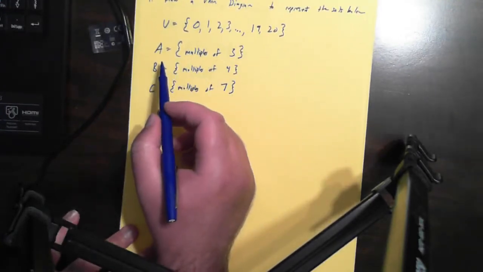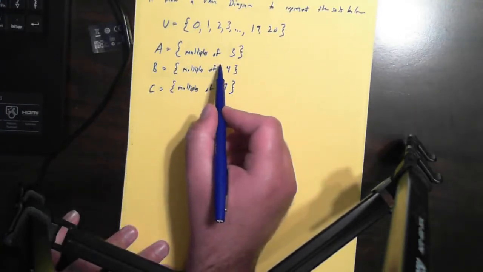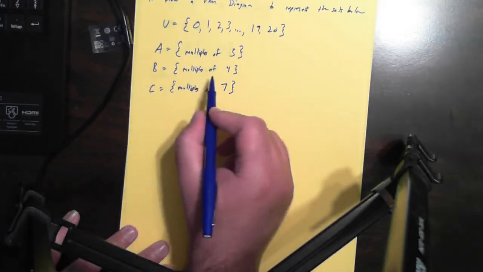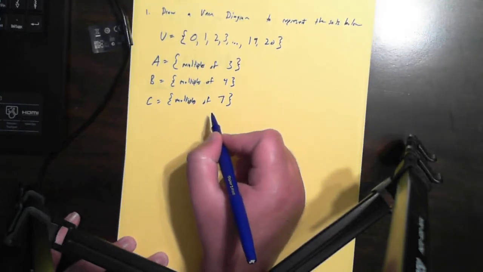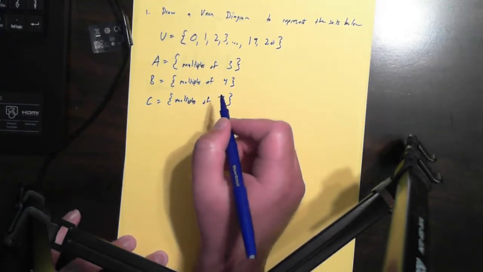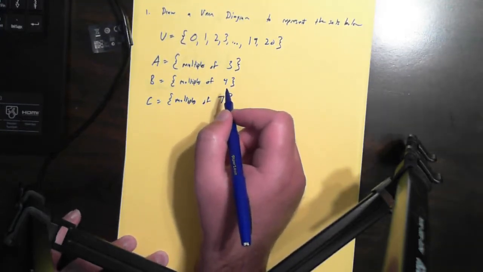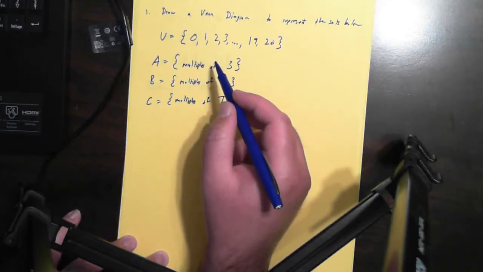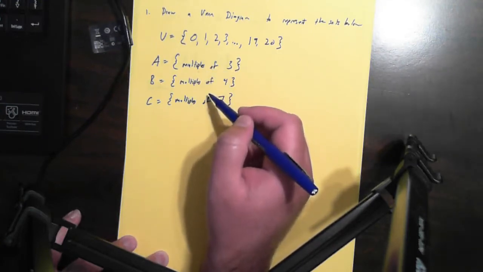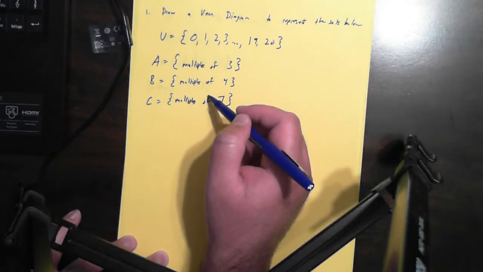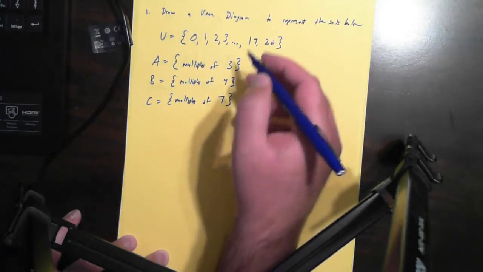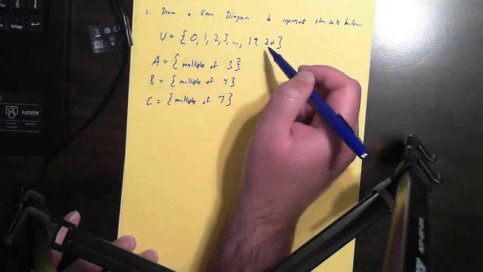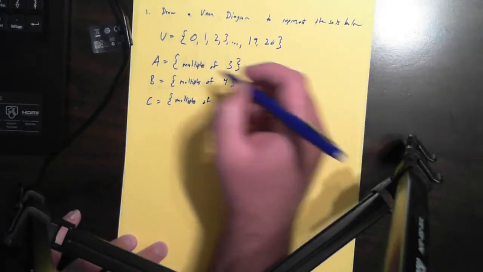Set A will consist of the multiples of 3, set B will consist of the multiples of 4, and set C will consist of the multiples of 7. Usually what I do when I am asked to draw a Venn diagram and I'm given the sets listed like this is I will find out what elements are in each set first. Remember, I'm only considering the numbers from 0 to 20.